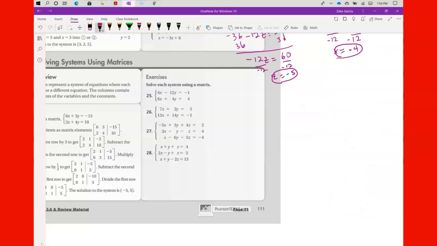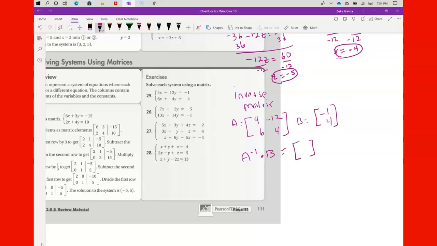I'm going to show you how to do 25 using the matrix, the inverse matrix. So you're going to say A is equal to, and it's going to be a 2 by 2. It's going to be 4, negative 12, 6, 4. And your matrix B is going to be a 2 by 1, which is negative 1, 4. So to find the solution, it's going to be the inverse matrix of A times B. And that's going to give you the answer.